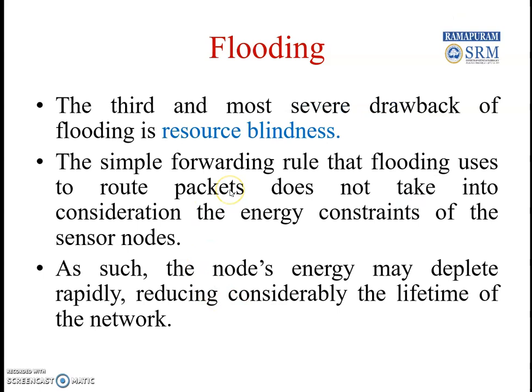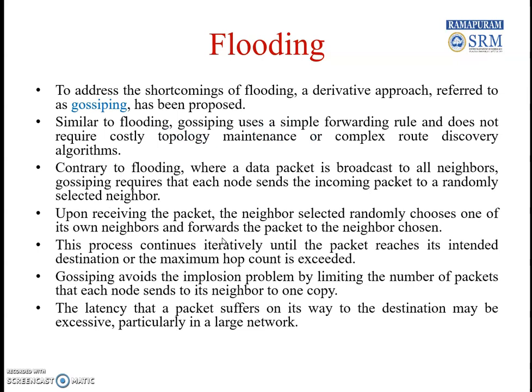And the third one is resource blindness. Obviously, your WSN is a resource constrained network, right? It has to use energy to the minimum extent, right? So when flooding is used to disseminate the packet, your resources are utilized to the maximum, and it is an unnecessary usage of resources. That is resource blindness. So these are some of the drawbacks in the traditional data dissemination protocol called flooding.